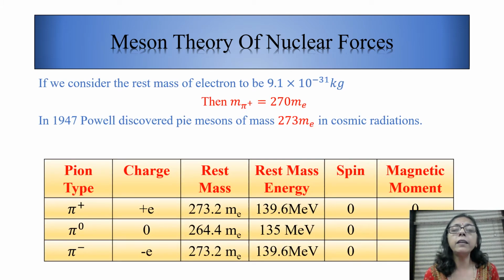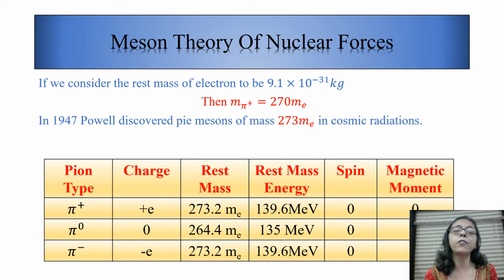And considering the rest mass of the electron to be 9.1 into 10 to the power minus 31 kilogram, you see that the mass of pi meson comes out to be 270 times the rest mass of the electron. Of course, in 1947, Powell discovered these pi mesons of the same mass in cosmic radiations.